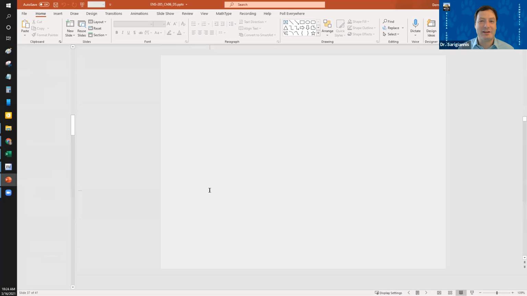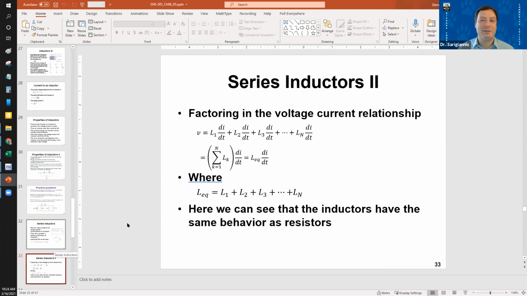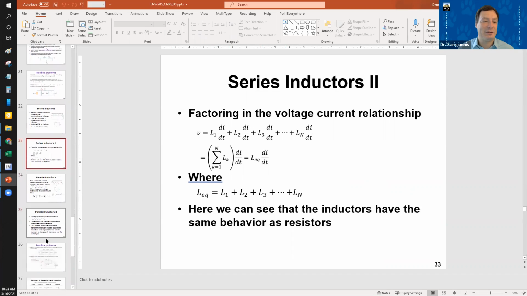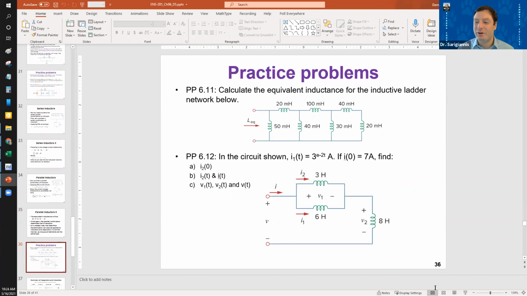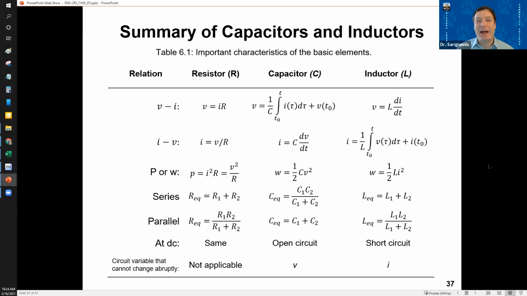All right, so I think this is probably a good place to let you have time to do your test, because I mean, I could start the next, oh wait, you know what? We have a few more slides here. Yes, we do. I forgot. Summary of capacitors and inductors.